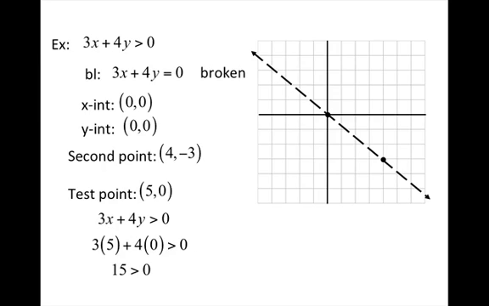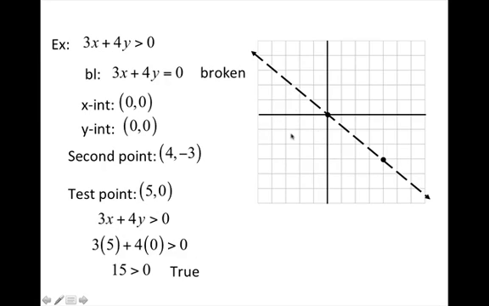That's a true statement. So since the point 5, 0 was true, that means every point in this area, sort of, you can look at that as being above the line. Every point above the line is going to be true. It's going to be part of my solution. So that means the area below the line is not part of my solution.